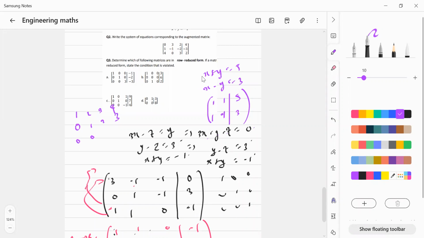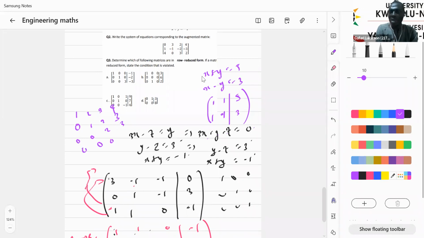And the first two elements of the third row will be 2 zeros. Others might be non-zero. And for the third row now, it means I'm going to have 0, 0, 0. You understand now? And the fourth, I'm going to have 0, 0, 0. So what we have here is known as echelon form.